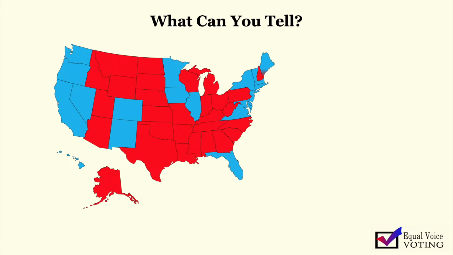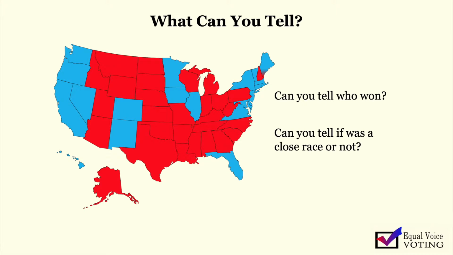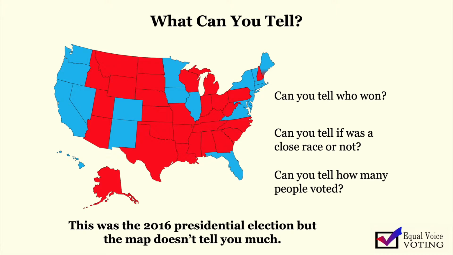Well, what can you tell by looking at an Electoral College election map? Can you tell who won? Well, you can if you know how many electoral votes each state has, and then take the time to add them all up, but otherwise you can't. Can you tell if this was a close race or not? Can you tell how many people voted? This was the 2016 presidential election, but the map really doesn't tell you much.